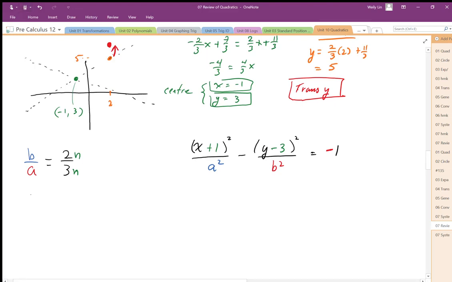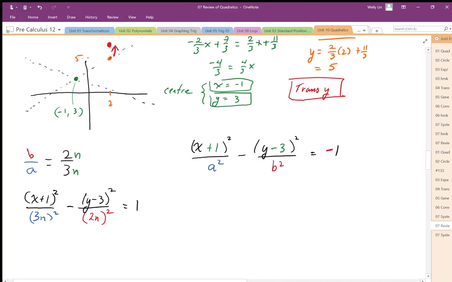So I have x plus 1 squared over, and I'm going to now use, instead of a, 3n. I think I have the color backwards, but it's going to be 3n squared. So that a is actually in blue, b is red. Then for the y part, I have y minus 3 squared all over, and the b squared is going to be 2n all squared. And then that's equal to -1.